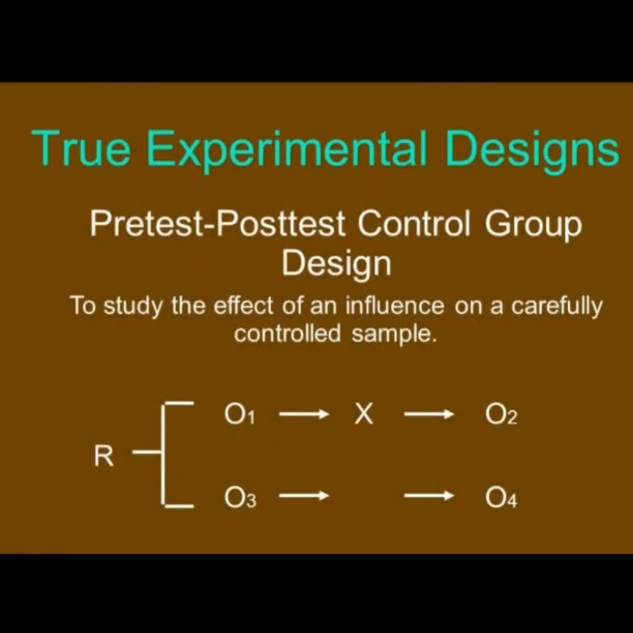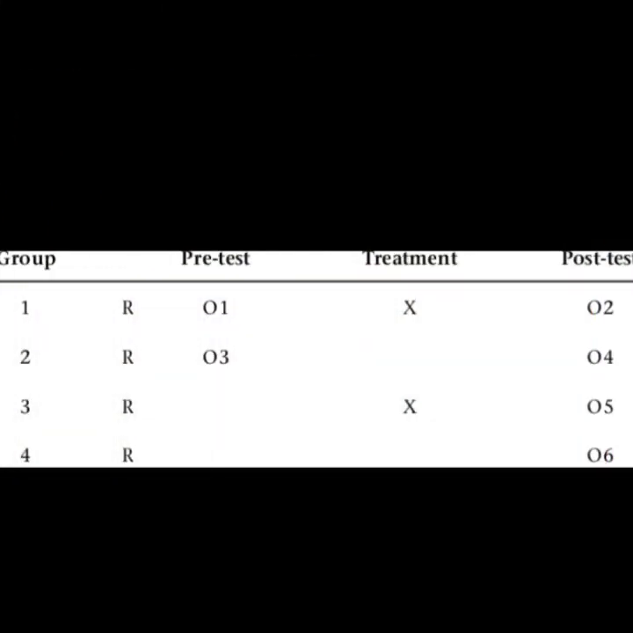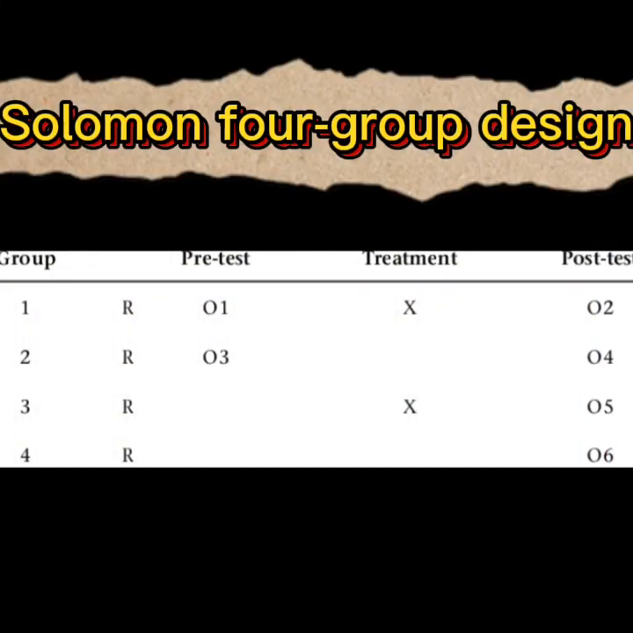In the pre-test post-test control group design, two randomly selected groups are measured before, O1 and O3, and after, O2 and O4, and one of the groups receives a treatment. The Solomon 4 group design is the combination of the pre-test post-test control group design, which is R1 and R2, and the post-test only control group design, which is R3 and R4. In this case, subjects are randomly selected and placed into four groups.